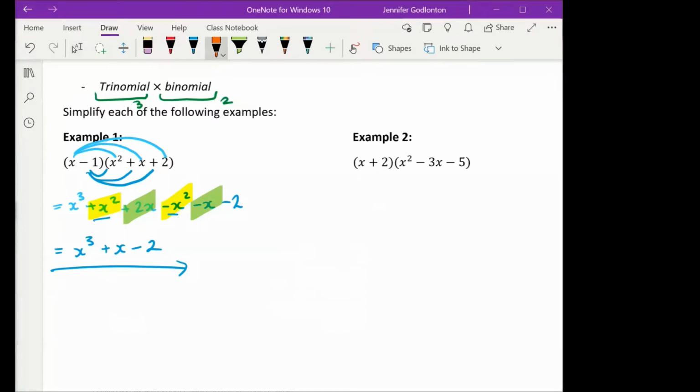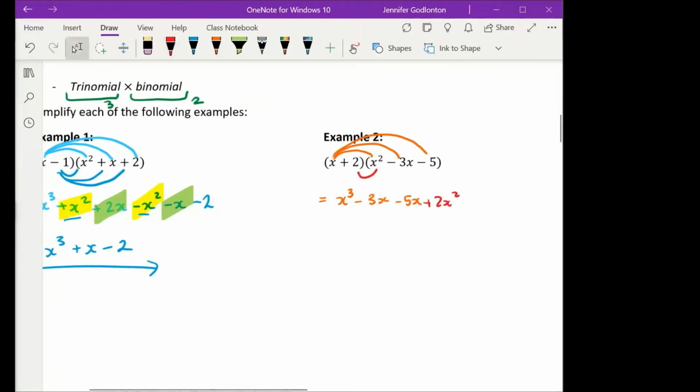Okay, let's have a look. I'm seeing some answers coming through here. Okay, so x times x squared, x cubed. X times -3, -3x. X times -5, -5x. Next, plus 2x squared minus 6x minus 10.